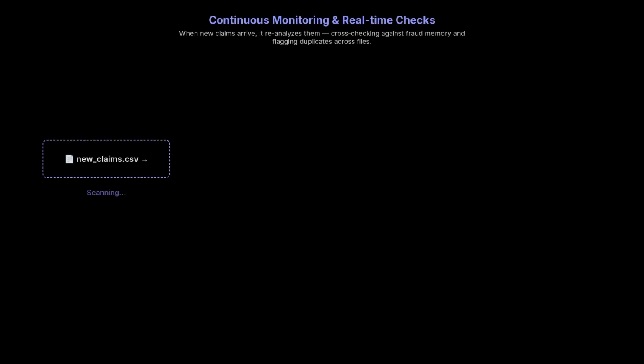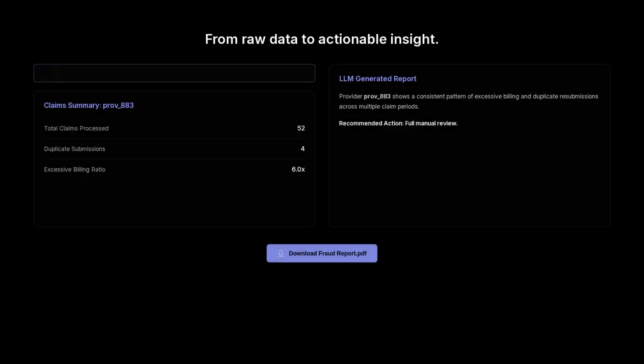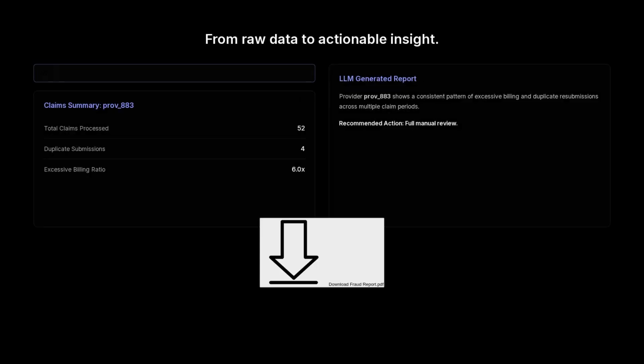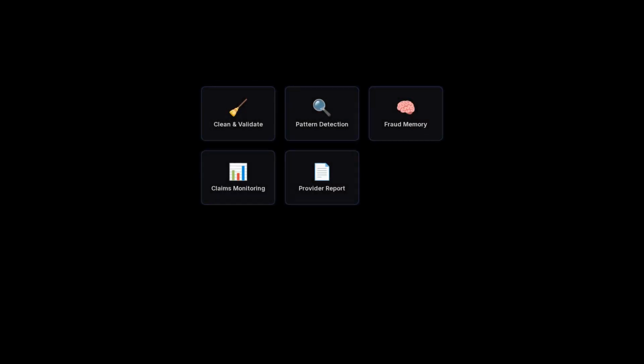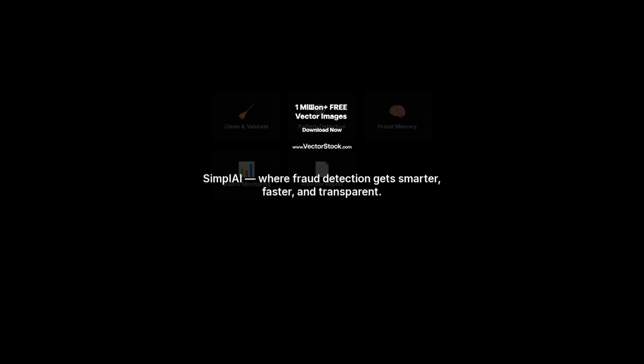When new claims arrive, it reanalyzes them, cross-checking against fraud memory and flagging duplicates across files. And when you need deeper insight, it generates a full fraud report for any provider, complete with evidence and narrative. The result: no black box, no mystery. Just explainable, intelligent fraud detection that works.